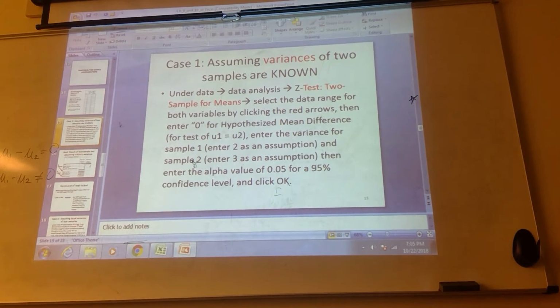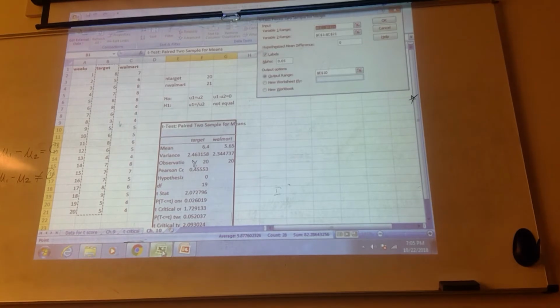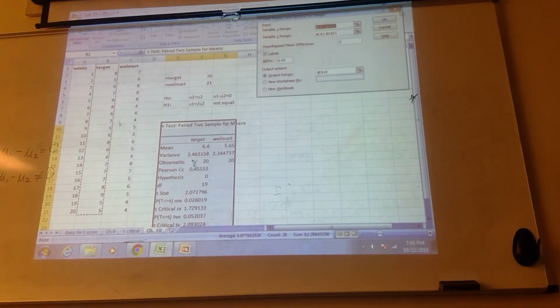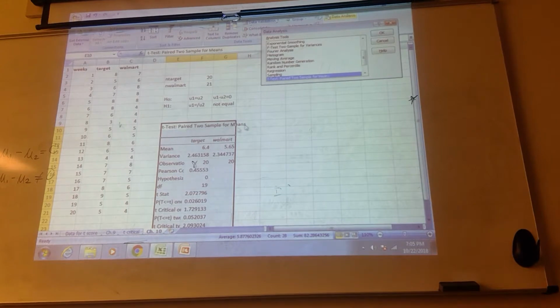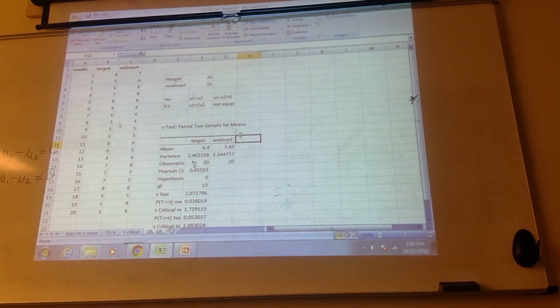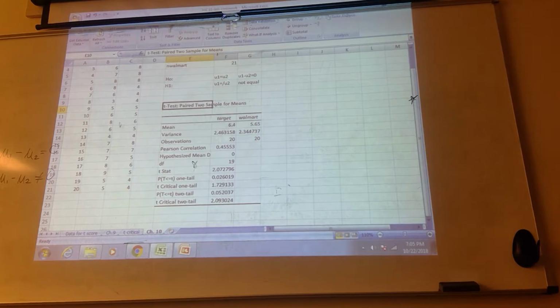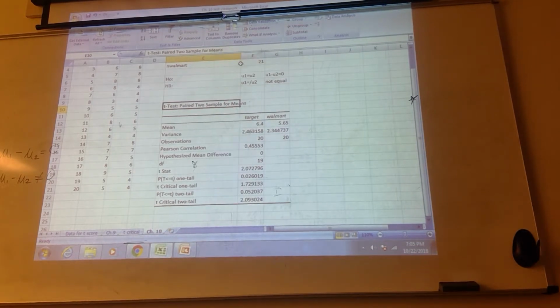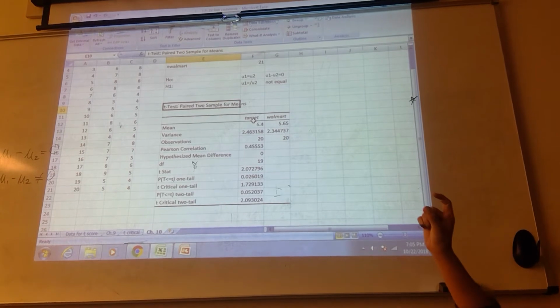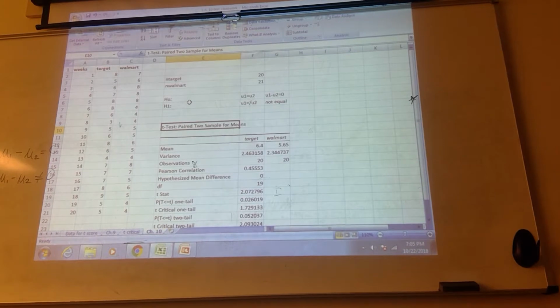Okay, so here's the range 1. Range 1 is going to be Target. The first row is Target, the second row is Walmart, and highlight everything, Target down to the last number. You don't put labels? No, so then you're going to click on labels because you highlighted Target, right?